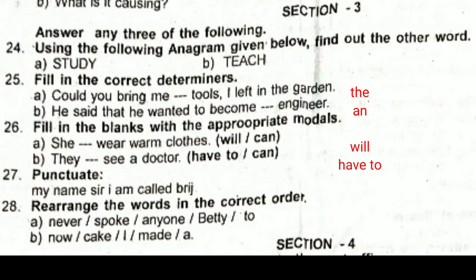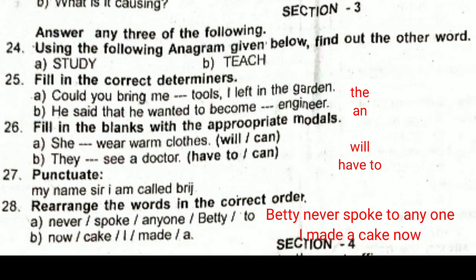Okay. Moving on to 28th question. Rearrange the words in the correct order. First one. Never spoke anyone Betty to. Answer is Betty never spoke to anyone. B. Now cake I made a. So the answer is I made a cake now.